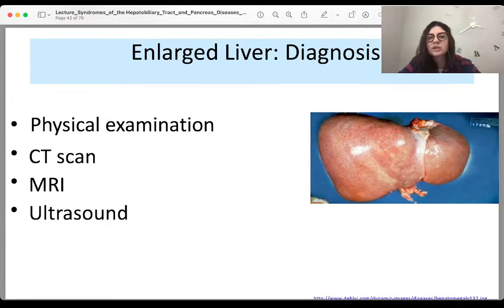Diagnosis of enlarged liver include, as usual, physical examination, and I hope you learn on Propaedeutics. You had a practical class about palpation and percussion of abdomen, and you remember that palpatory and by percussion during physical examination you can determine enlarged liver. And to confirm your diagnosis after physical examination, to visualize enlarged liver, for this visualization we use CT scan, MRI or ultrasound.